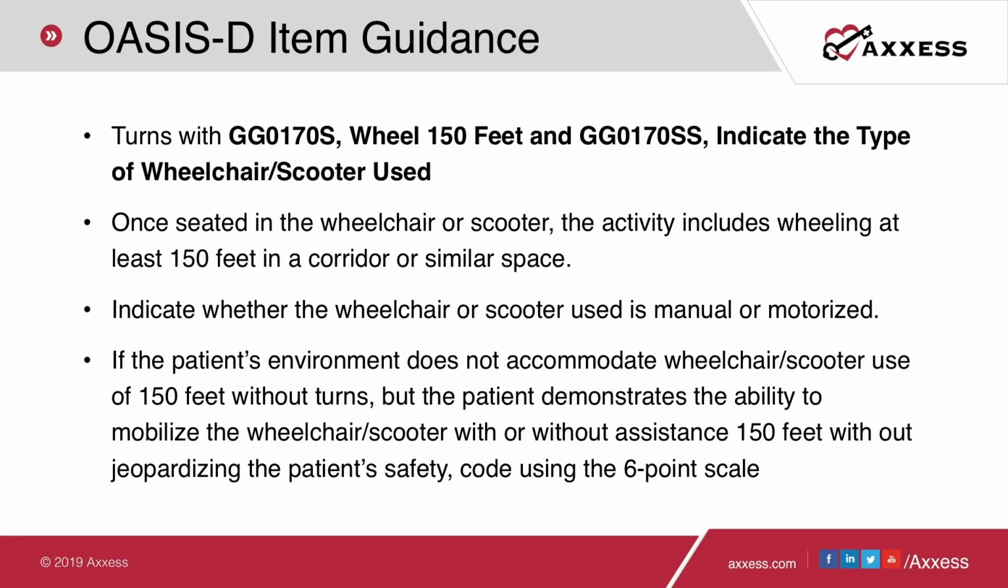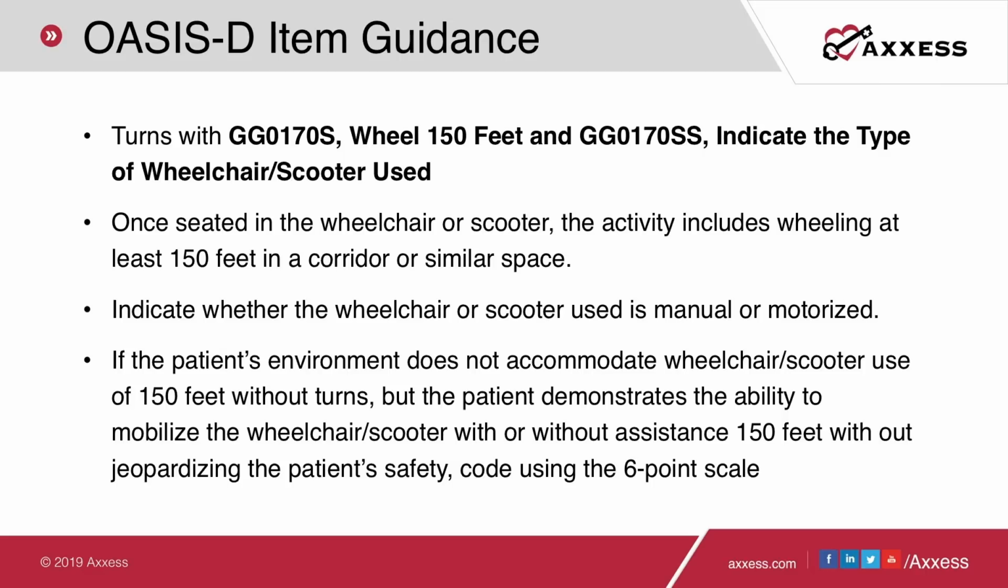All right, let's look at the next items. GG0170S, wheel 150 feet, and GG0170SS, the type of wheelchair or scooter used. Once seated in the wheelchair or scooter, we're looking at whether the patient can wheel at least 150 feet in a corridor or similar space. Again, a lot of patients may not have hallways that long. If you can find a similar space, 150 feet by all means. If it's safe, test the patient accordingly.